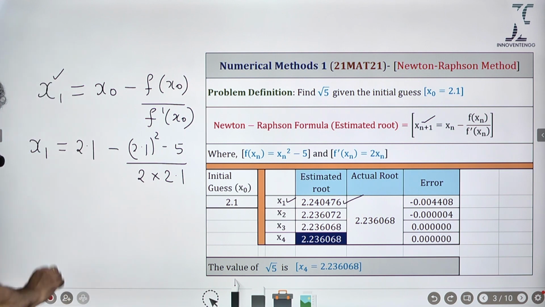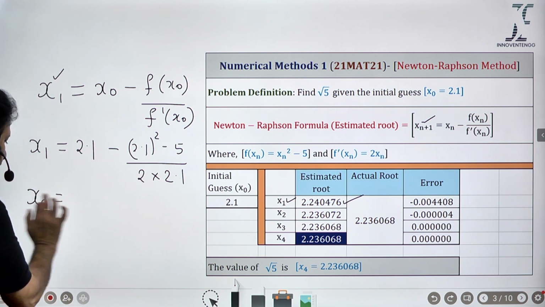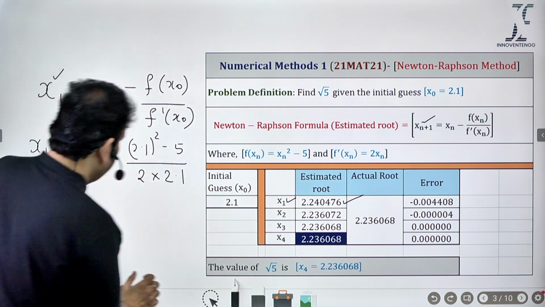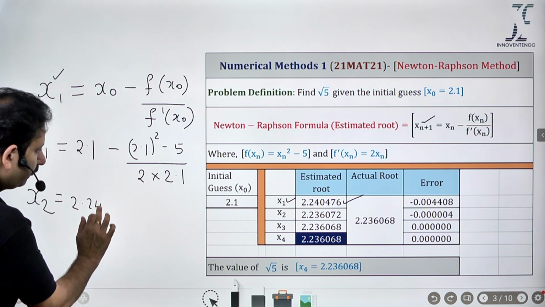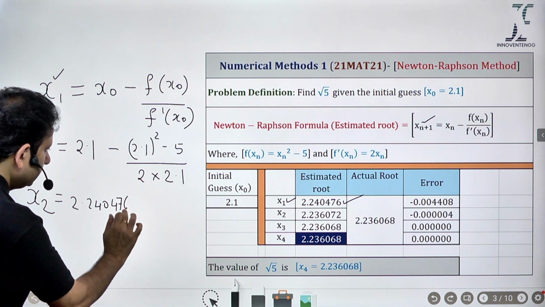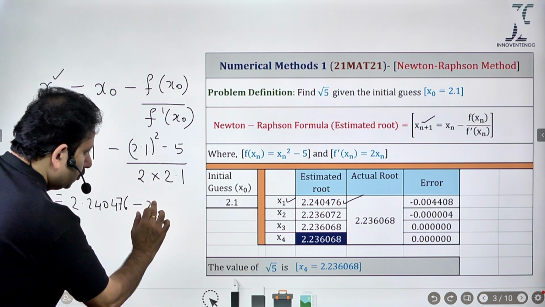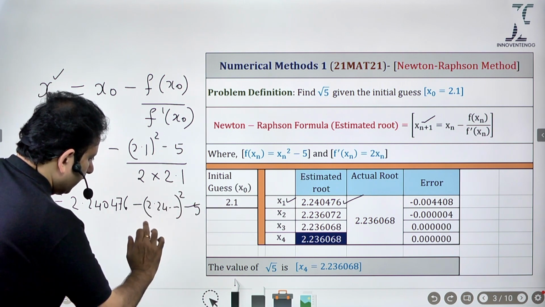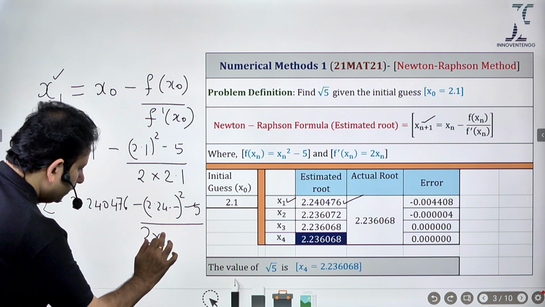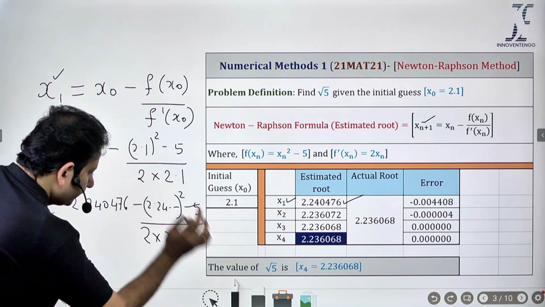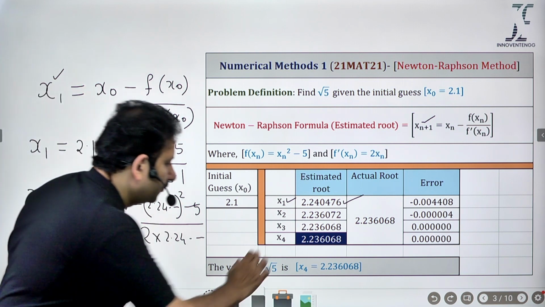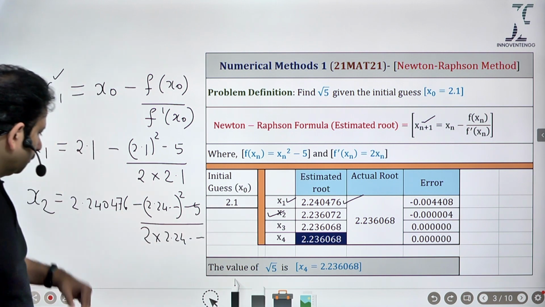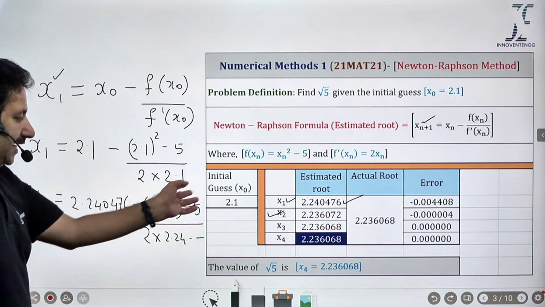And what about x2? Simply x2 is going to be calculated as follows. You are going to replace your initial guess by this number, that is 2.240476 minus the same thing, that is 2.24 and so on. I'm not worried about it, I'm just trying to explain the process, and divided by 2 into 2.24. So this is what is going to give you your second estimation. And once you get this, again substitute in the equation, you will get your third estimation.